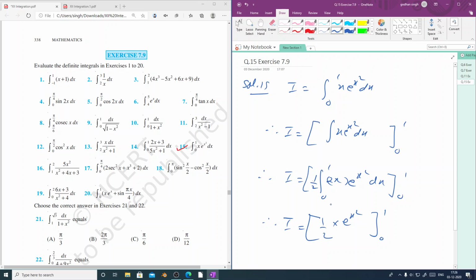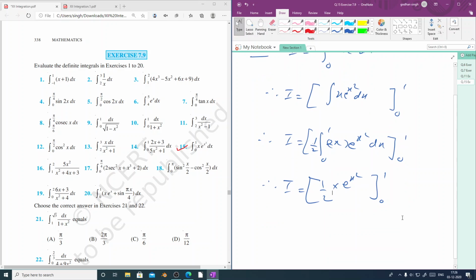And that method, how to change the limits, that we will learn later on. So right now, what you have to do is mentally calculate this. So keeping in your mind that we have taken x square as t, the differentiation of that will be 2x dx, that is dt. So we are getting integration of e raised to t dt, that is e raised to t. So the answer is e raised to x square.